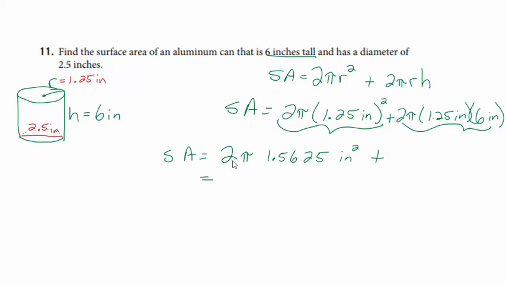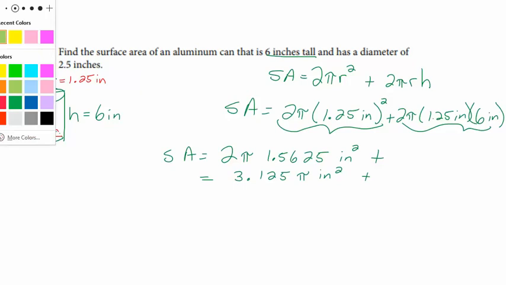So now I have 2 times pi times this number here. So I'm going to go ahead and I'm going to multiply the 2 times this number, 1.5625, and I get 3.125. I'm just going to leave the pi here. I'm going to show you why. Inches squared. Okay, now let's go do this part.